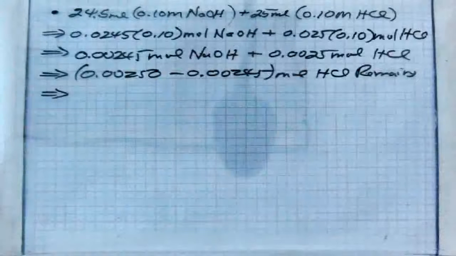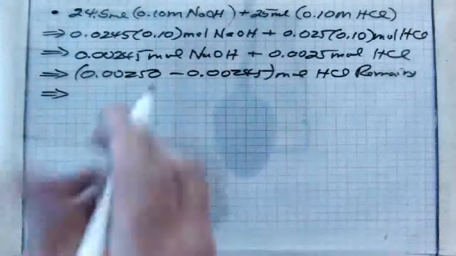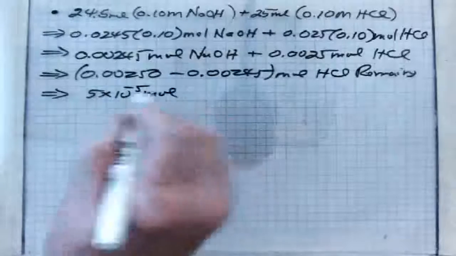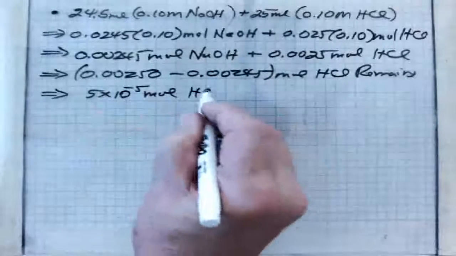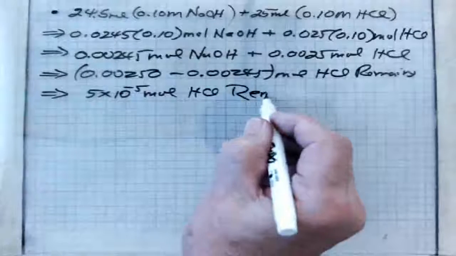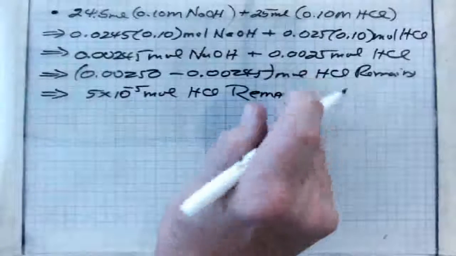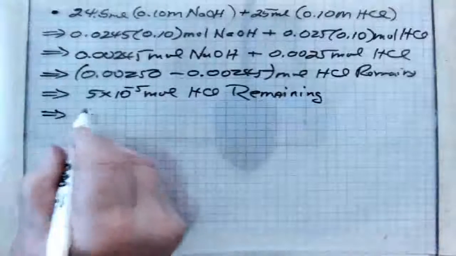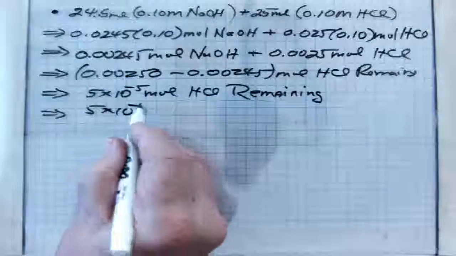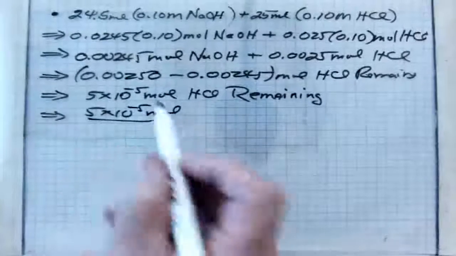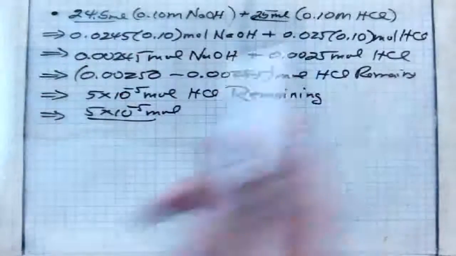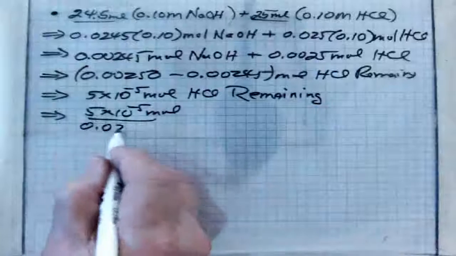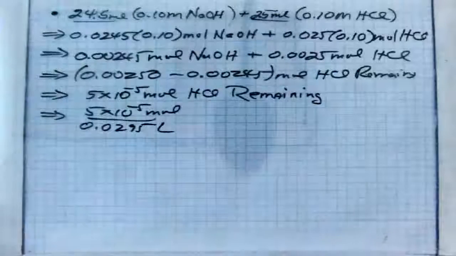Okay, that's 5 times 10 to the minus 5 mole of HCl remaining. Which gives us 5 times 10 to the minus 5 mole in 24.5 plus 25, so that's 49.5 mL, or 0.0495 liter.